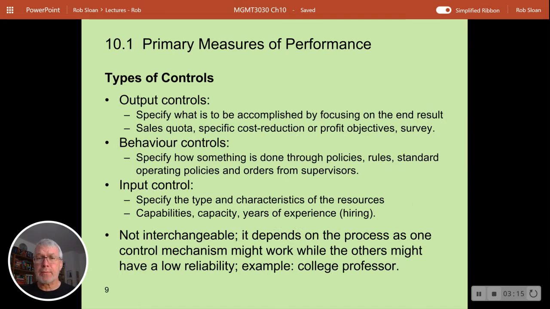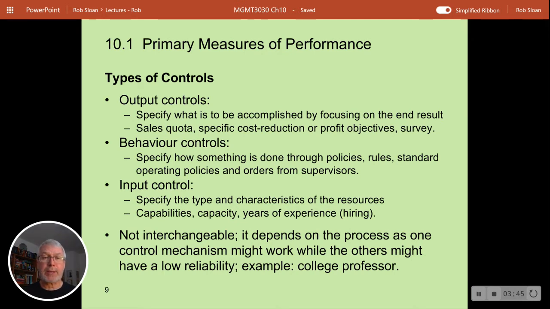Now, in doing that kind of performance measures, there are different ways of looking at it, and they're used for different circumstances. Output controls are ones that specify what you've accomplished, and it really focuses on the end result. So something like a sales quota or cost reduction objectives. Think of it, we were to make sales of $40 million this year. That's the end of the process, output control.